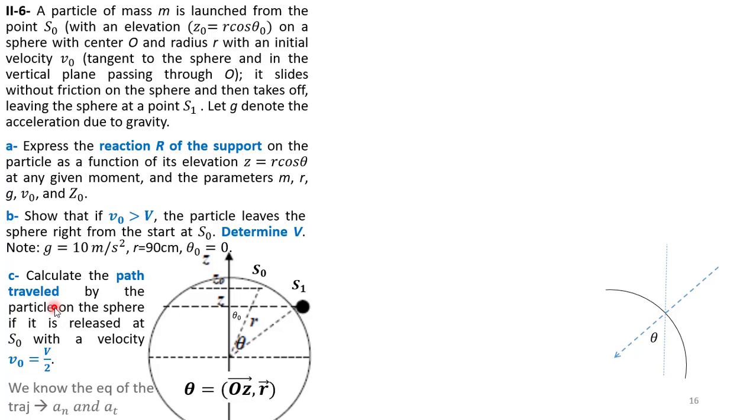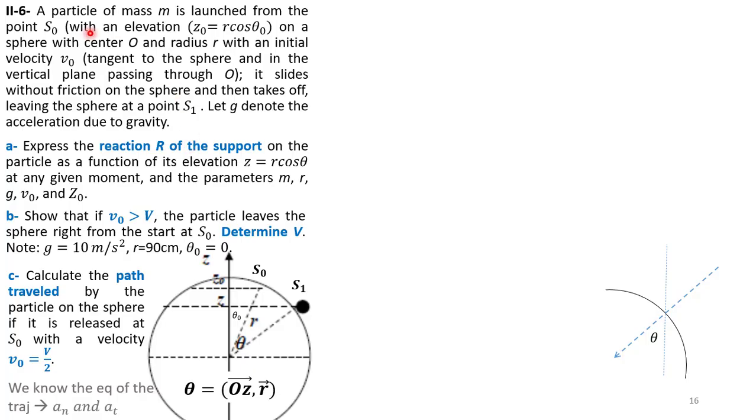Hello and welcome in a new video. We will start with exercise 2.6. In this exercise, we'll use the normal and tangential acceleration to find the solution.